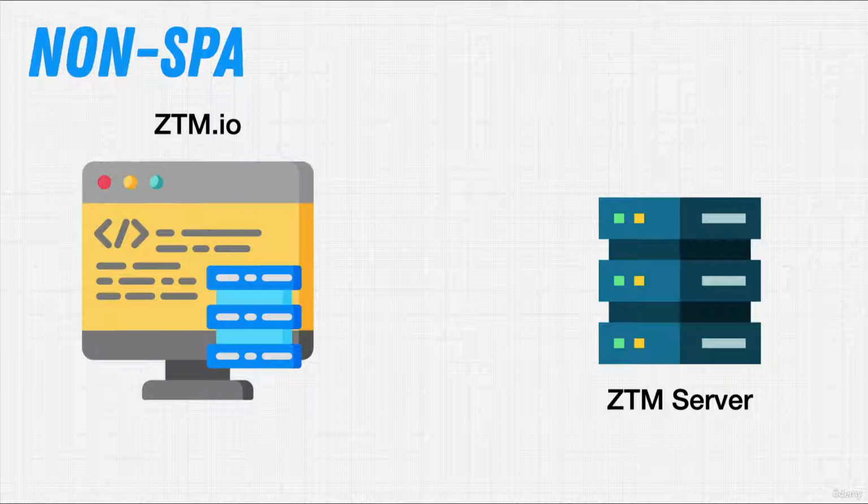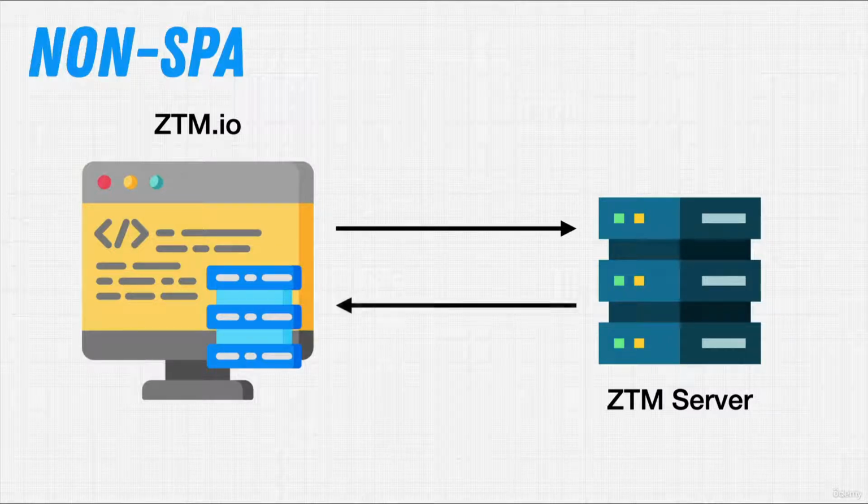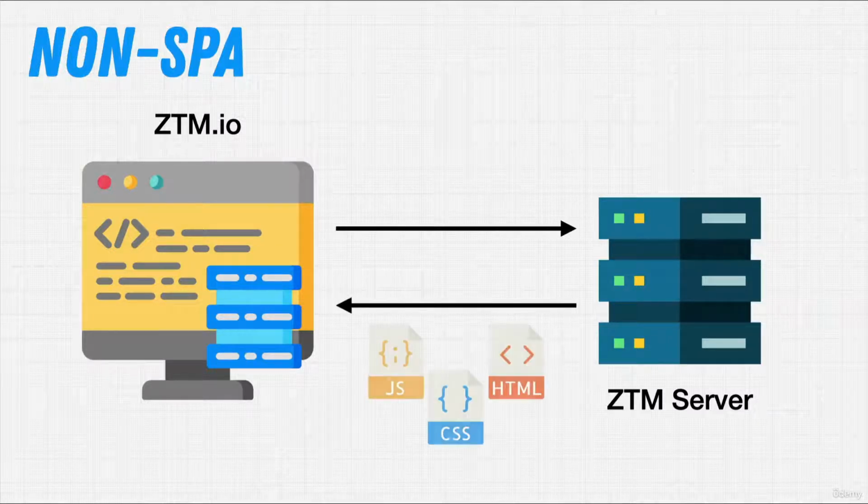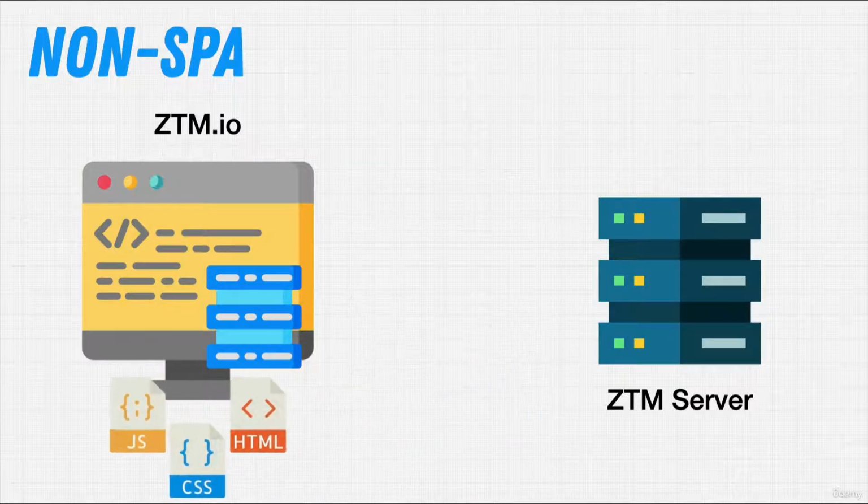So your browser is going to go, oh, I need to access zerotomastery.io. What do I need? I need the home page. So you're going to make a request to the server and say, can you give me the code for the home page? So the server is going to say, okay, and send you back the required HTML, CSS, and JavaScript needed to build the homepage, and then your browser takes that and actually creates the UI and the page that the user is trying to access.